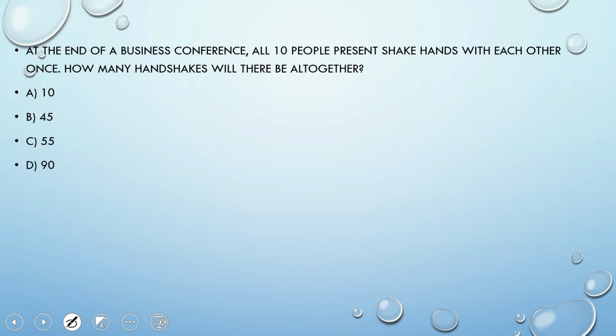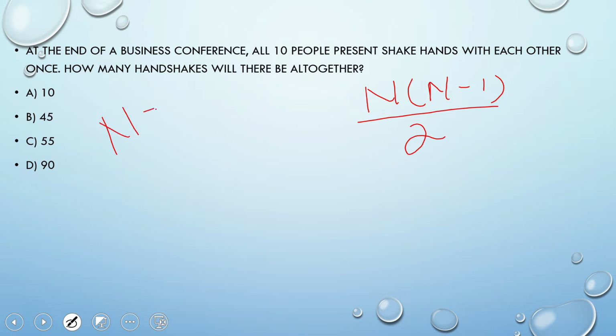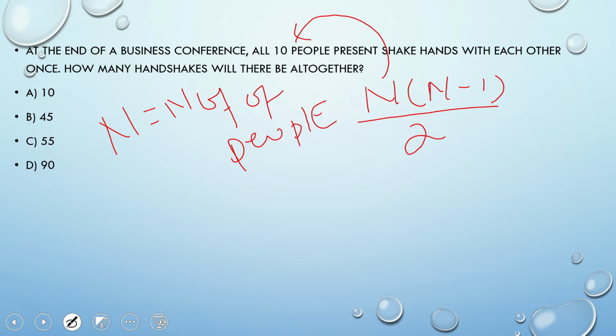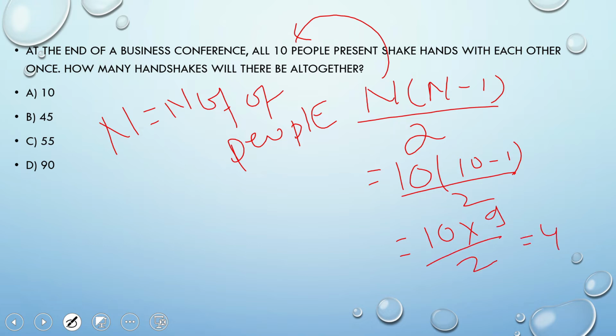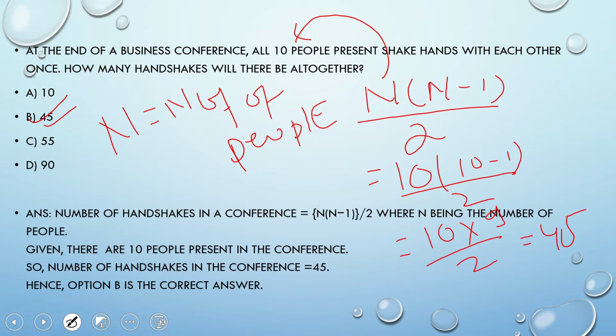Here you have to remember one thing, that is n into n minus 1 divided by 2. If you remember this formula you can solve any questions of this sort. Here n means the number of people. So simply keep 10 in place of n, that is 10 into 10 minus 1 divided by 2, and if you solve this you will get 10 into 9 divided by 2, which is 45. So the correct answer is B, 45. You can see the answer below.